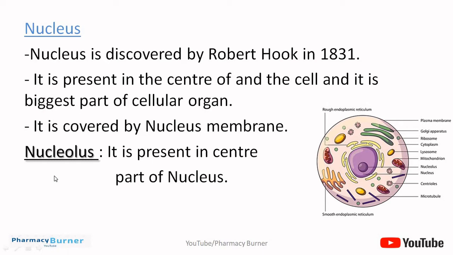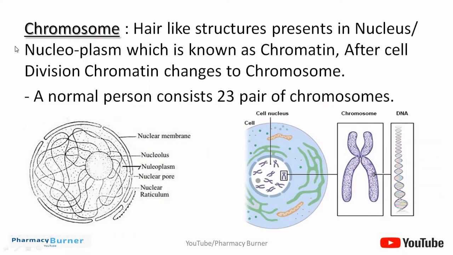Next we're going to cover the nucleolus. It is present in the center part of the nucleus. So we can see the picture here. The nucleolus is present in the center of the nucleus. Next is chromosome. The hair-like structure present in the nucleus or nucleoplasm is known as chromatin.